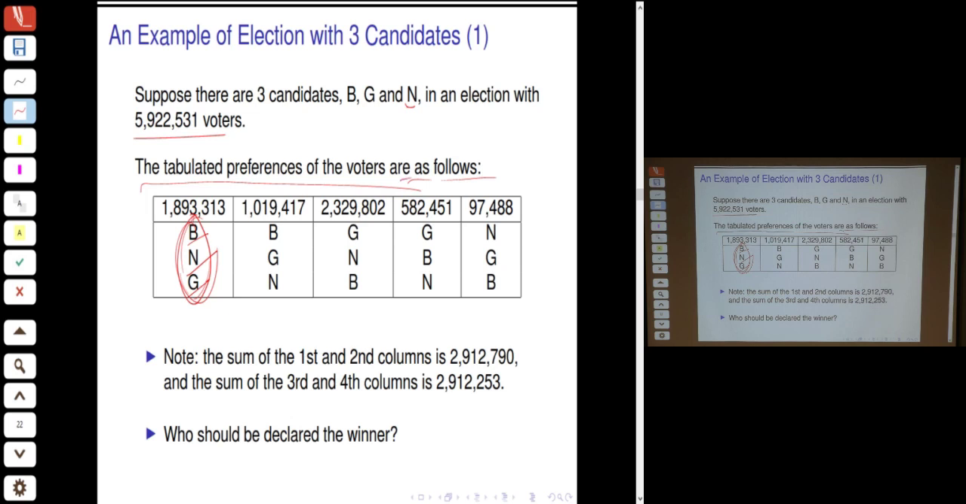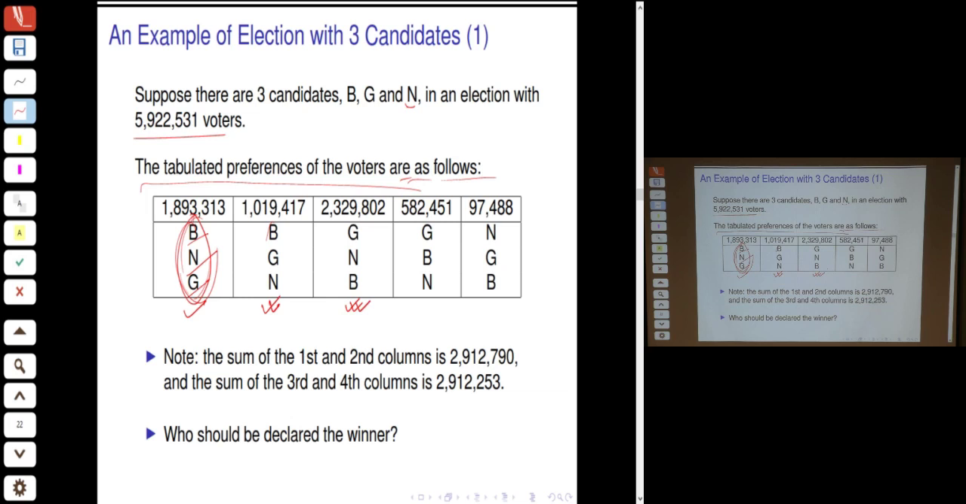So the tabulated voting preferences are as follows. If there are three candidates, then each voter gives their preferred order of the three candidates. For example, some voter might think that B is better than N is better than G, so such a voter would vote for this possibility. If the voter believes that B is better than G is better than N, in that order, then he will vote for this possibility. Similarly, if some voter thinks that G is the best, followed by N followed by B, then he or she will vote for this possibility, and so on.